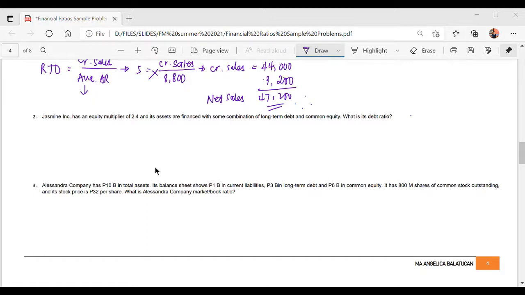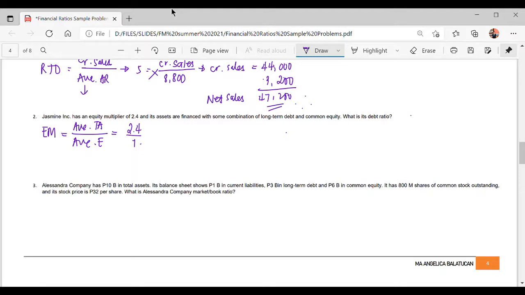Okay, so the problem only provides for the equity multiplier. And what is the formula for the equity multiplier? So that is equivalent to your average total assets over your average total equity. So if the equity multiplier is 2.4, that means 2.4 is to 1. So therefore, your total assets is represented by 2.4 and your equity is represented by this 1. So therefore, for every 1 peso of equity, there is 2.4 total assets.